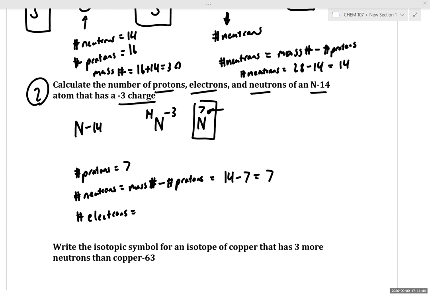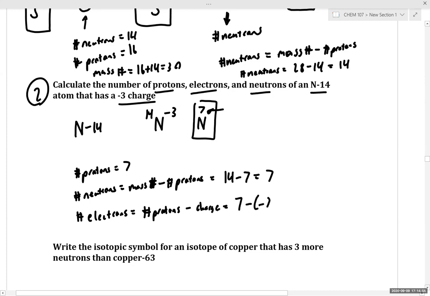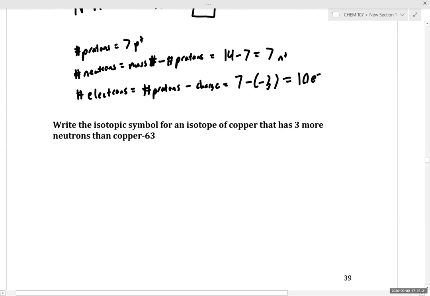So for the number of electrons, we'll take the number of protons minus the charge, which gives us 7 minus -3, which gives us a total of 10 electrons. So we have a total of 7 protons, 7 neutrons, and 10 electrons. Any questions on this example from the chapter 2 notes? Okay, let's keep going.